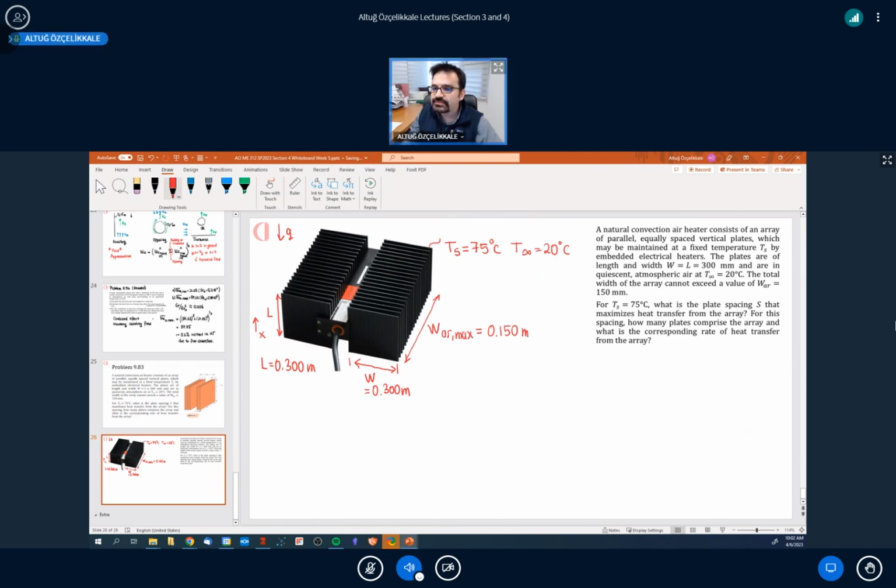All right, the first question is, what is the spacing S that maximizes the heat transfer from the thin array? Is this S max or S optimal? A or B? So that's the question, right? I will ask you that question.